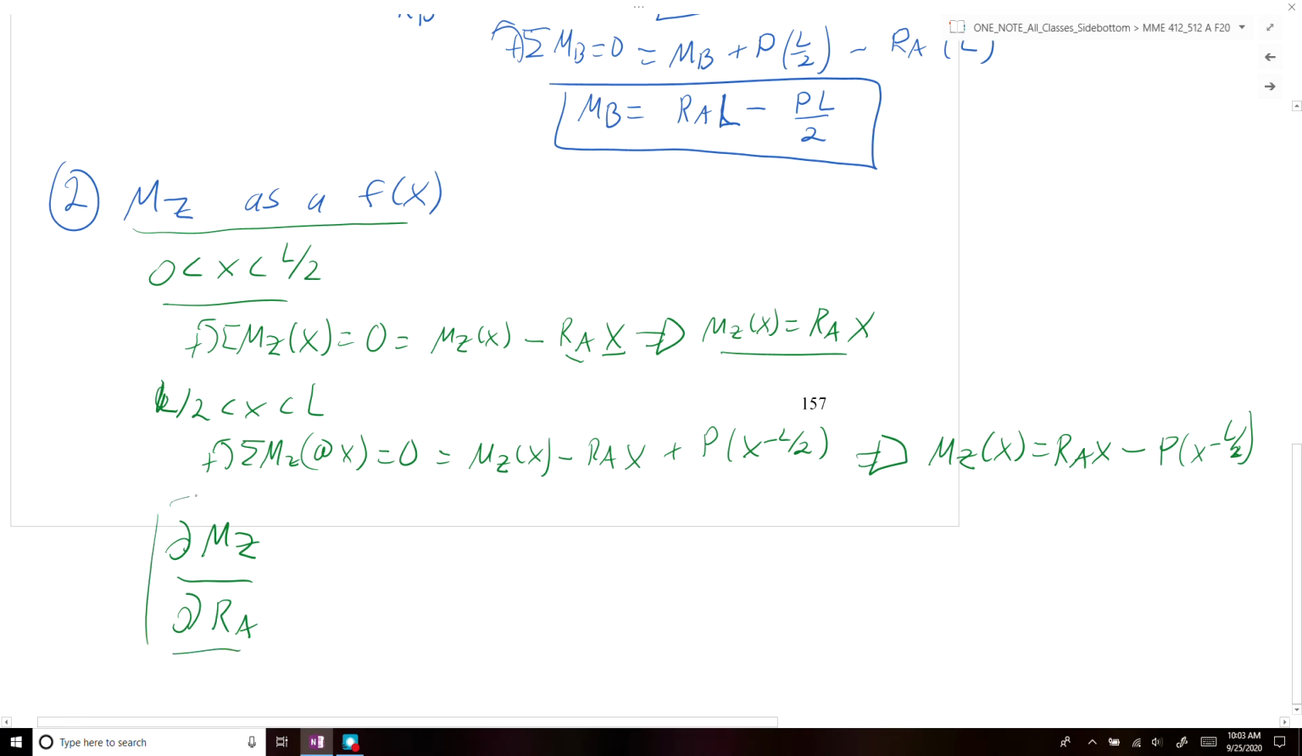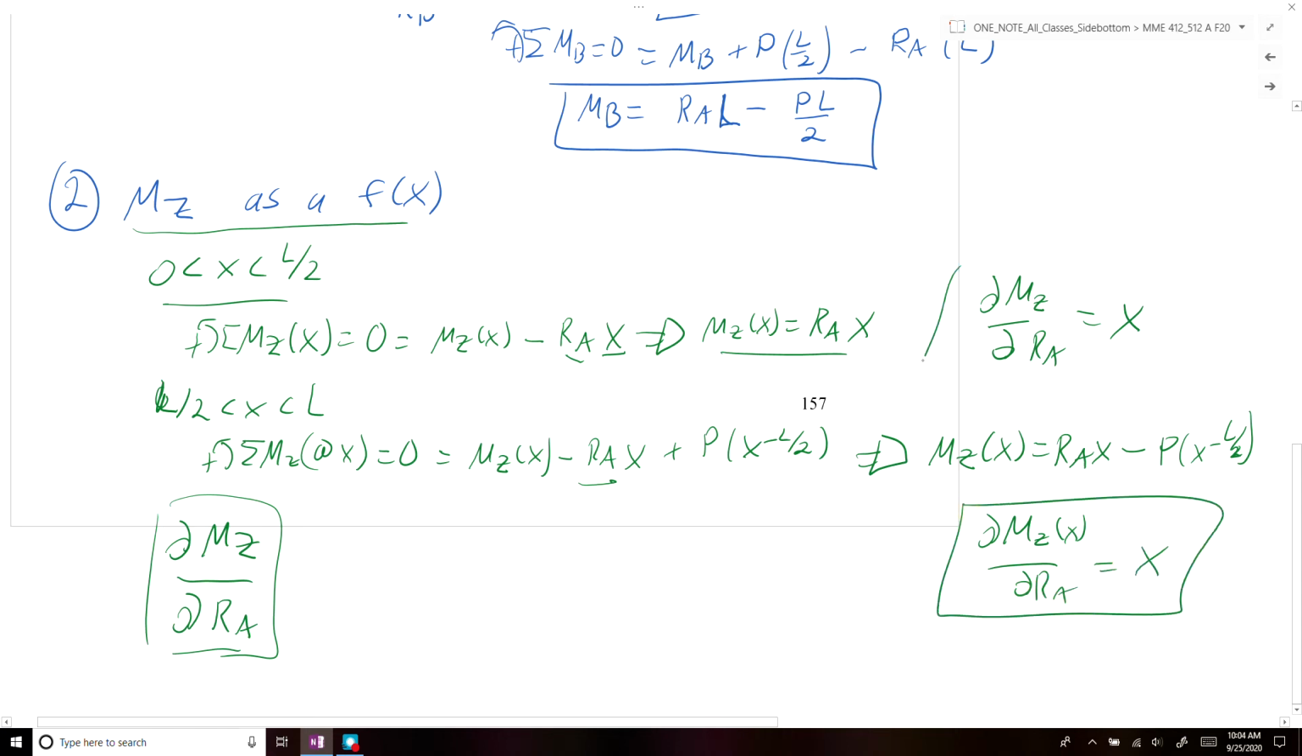The reason we're going to do this will be clear in a second, but for now I just want you to take the derivative of Mz with respect to the reaction force at point A. If we do that for both of these problems, we end up with, from 0 to L over 2, dMz/dRA would just give us x, and then for the second problem over the second half of the beam, it would also just be equal to x.